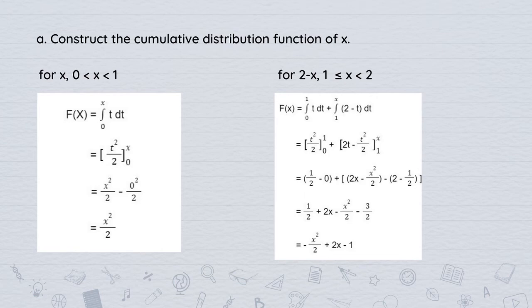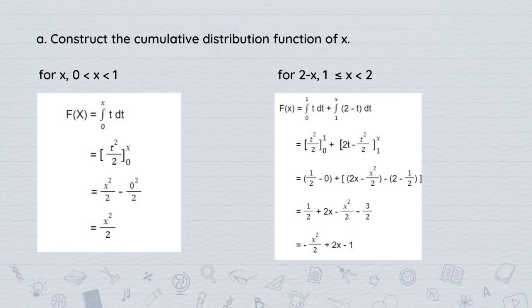We have to integrate the function separately, so I'll divide it into two. The first function is x and the second one is 2 minus x. To find the cumulative distribution function, you need to integrate the function with limits. For the first function, we integrate x from 0 to x. It will be t squared over 2 between 0 and x. Then we substitute the values of 0 and x, and it will become x squared over 2.